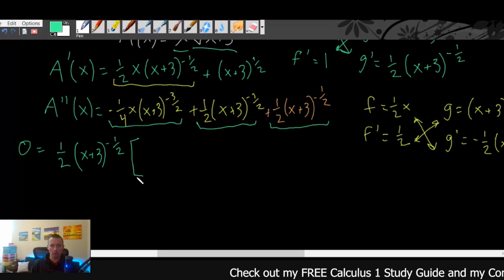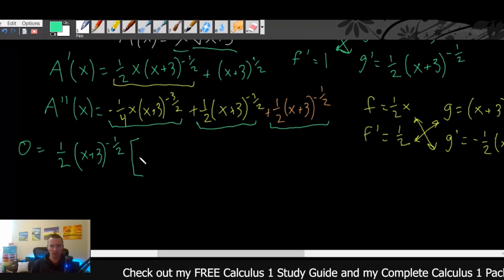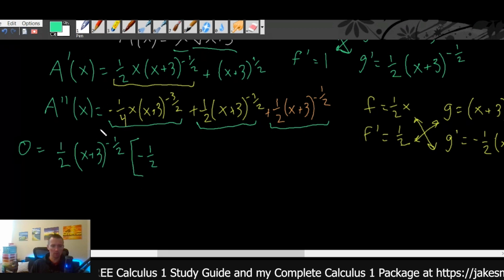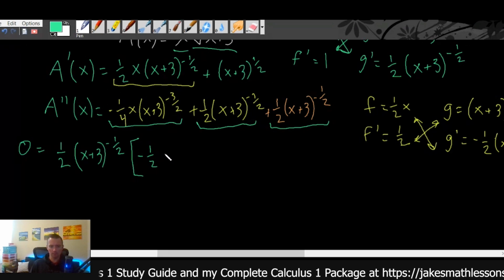And then we want to think about what's going to be left. So if we pull out 1/2, we're still going to be left with a negative 1/2 to get us to negative 1/4. We still have this x here.